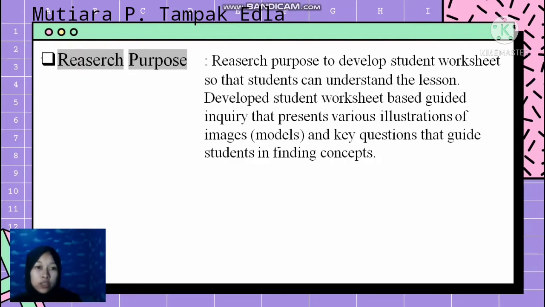Develop student worksheets based on guided inquiry that present various illustrations of images or models and key questions that guide students in finding concepts.